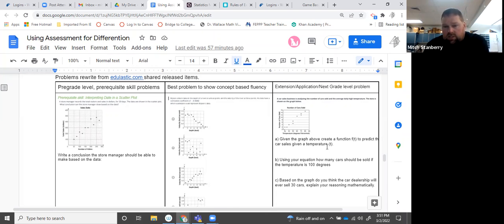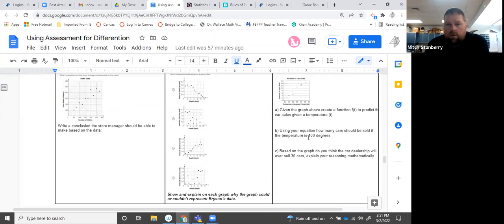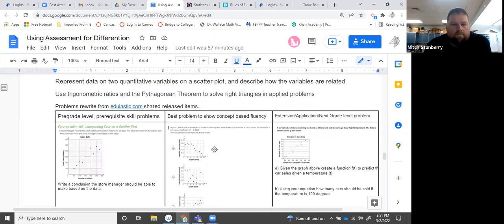But if you look at the extension problems, excuse me, they're actually using the scatter plot to make predictions and using a line of best fit to actually figure out how many things they would expect to do if they sell 30 cars. So it's really, again, progressing from a kind of simple, accessible thing that every kid, I think, in my class could write something about this graph. Even if they struggled, they could be like, well, it's going up.